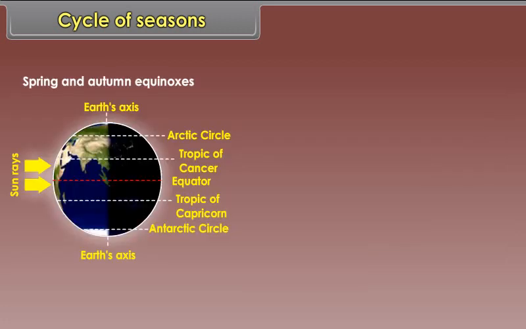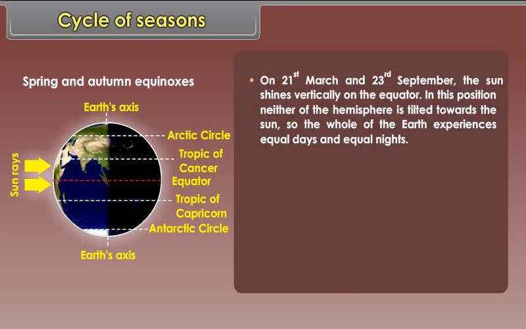Spring and autumn equinoxes. On 21st March and 23rd September, the sun shines vertically on the equator. In this position, neither of the hemispheres is tilted towards the sun. So, the whole of the earth experiences equal days and equal nights. It is neither very cold nor very hot all over the world.